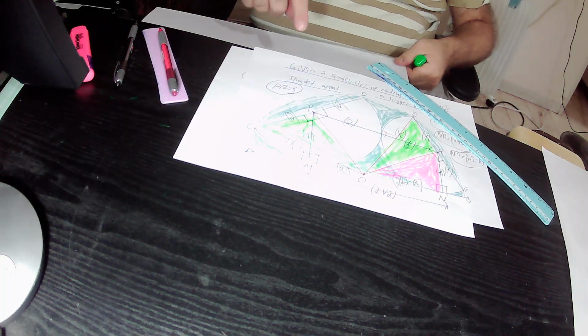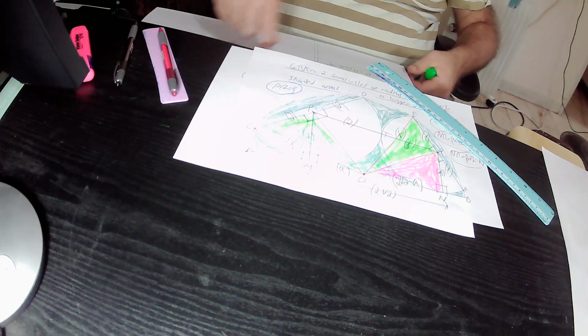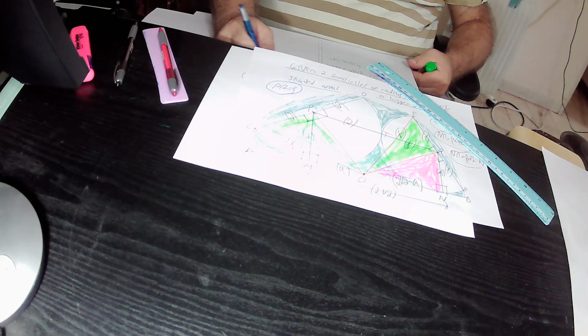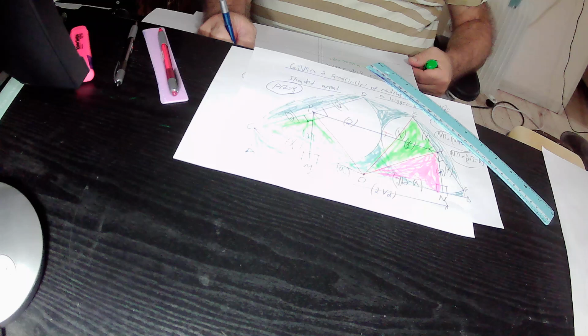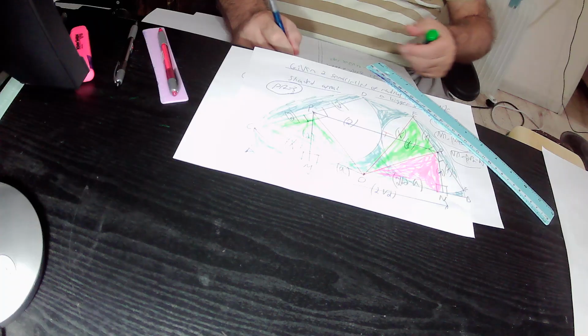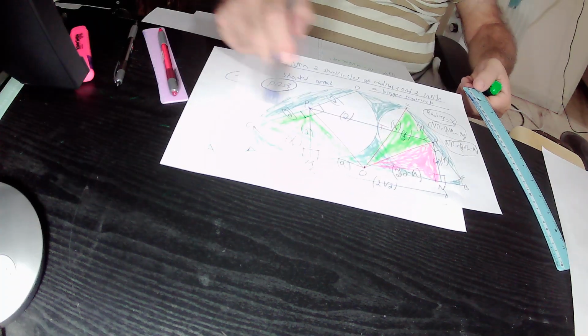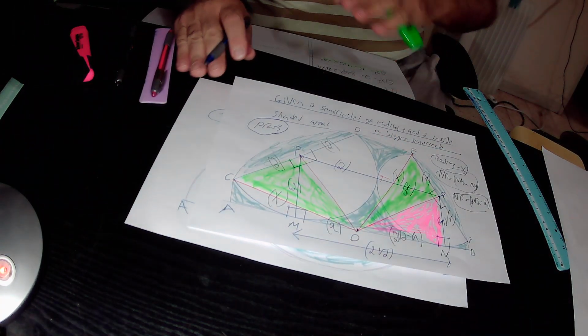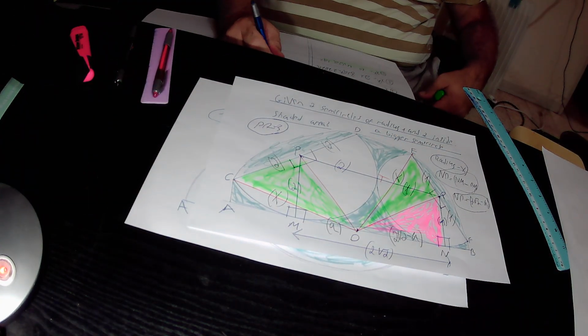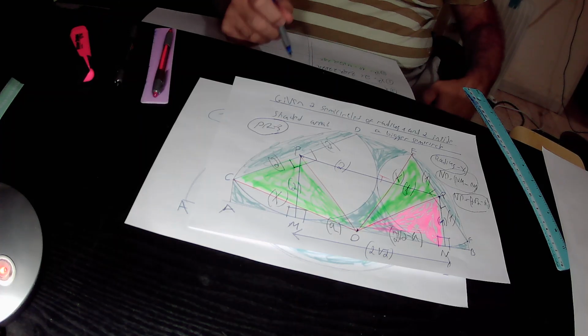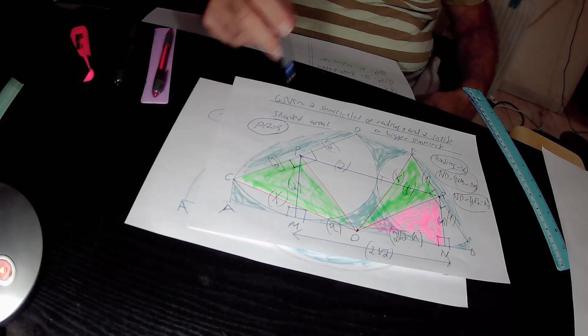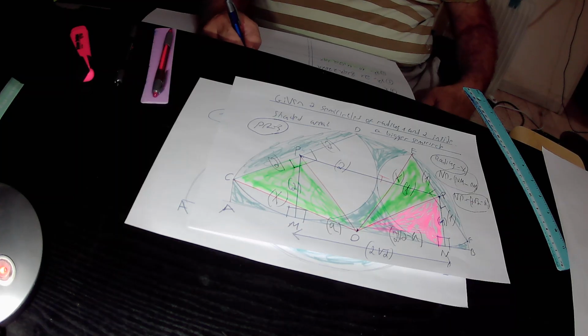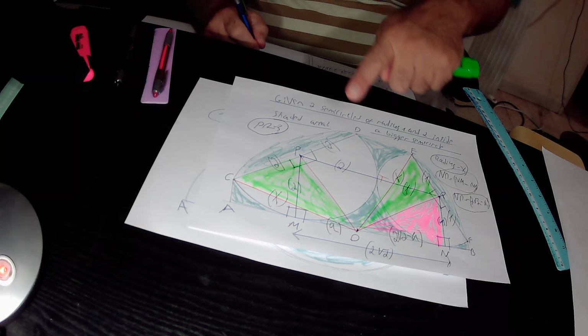So according to the Pythagoras theorem, in this green triangle CPO, CO squared, that is the square of the hypotenuse, equals PC squared plus PO squared.